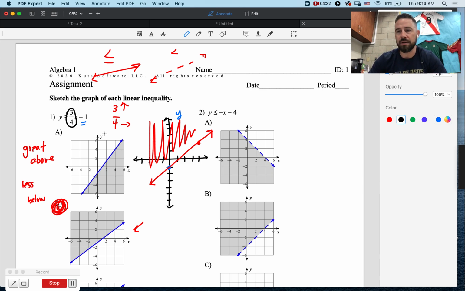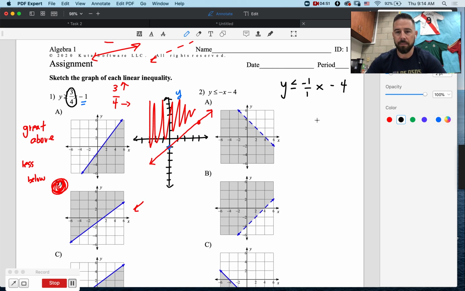We like a fraction in front of the x because that's our slope. So I'm actually going to change this guy, y, and we have negative, this is really a -1 in front of the x. You can't see it, but it's there. So I'm actually going to write it -1/1, and then I'm going to put my x, and then I have -4. Okay, so let's go ahead and make our graph.